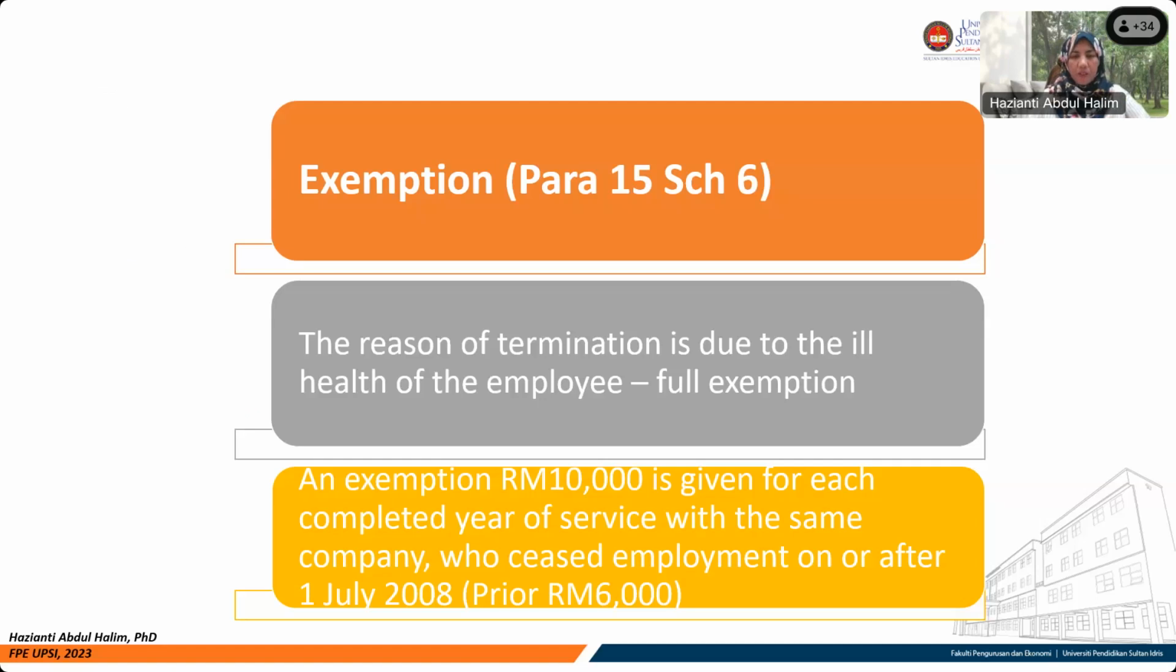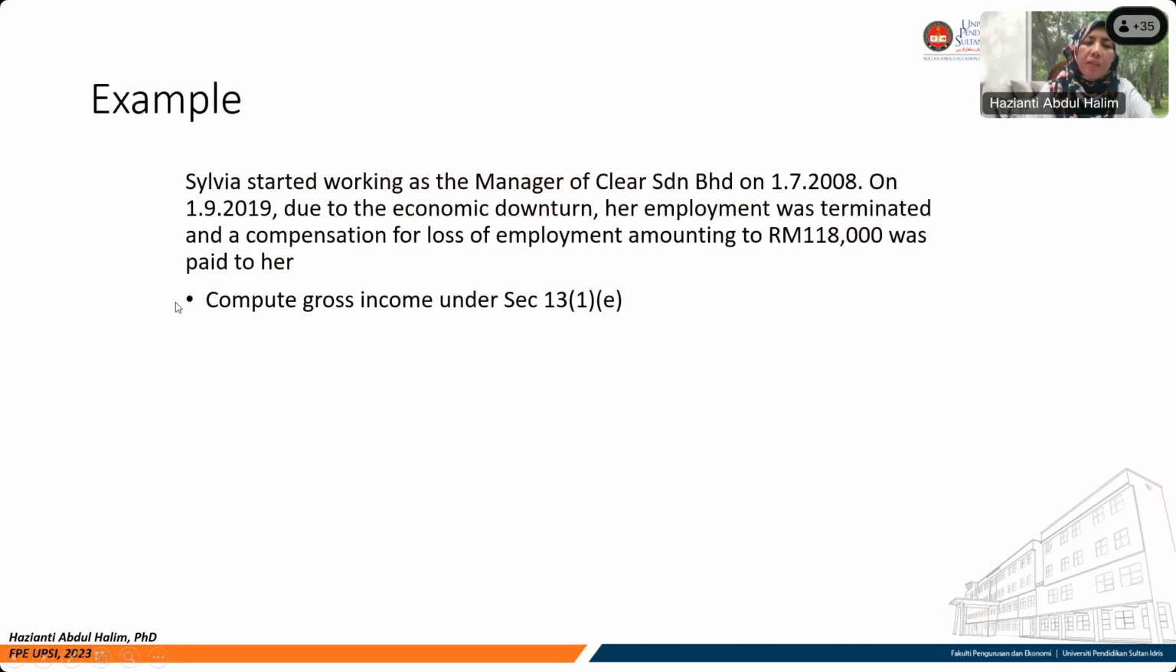So, tapi the reason for termination, if let's say the person is terminated ataupun the contract is stopped because of ill health, dia dapat compensation certain amount of money. Dia kena berhenti kerja sebab dia sakit, dia dapat certain amount of money. That employee will get a full exemption juga. So exemption 10,000 is given for each completed year of service within the same company. So dia dapat exemption lah.